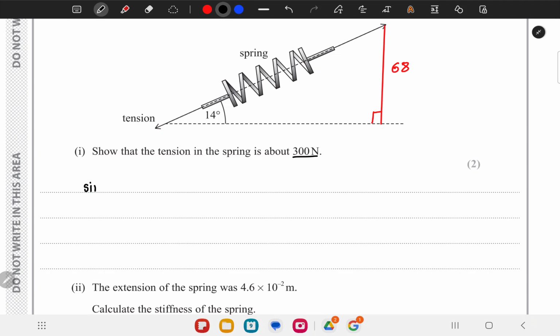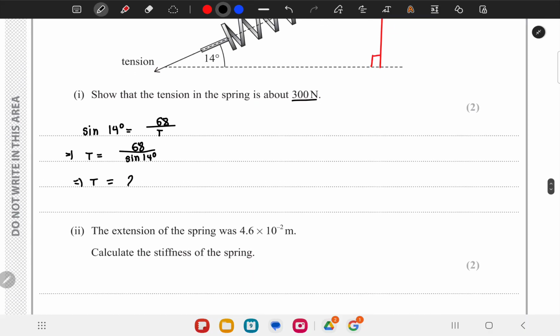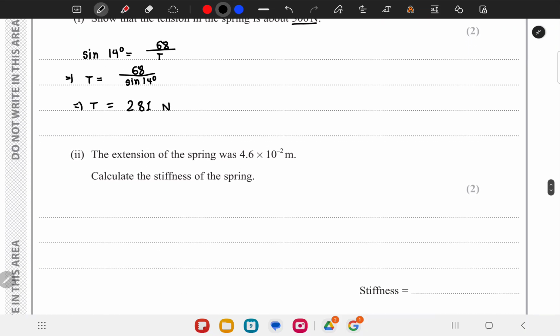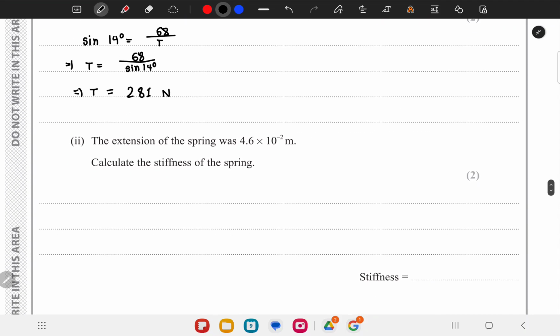If I write sine 14 degrees over here, we'll get opposite by hypotenuse, which will be 68 divided by the total tension. So T will be 68 divided by sine 14 degrees. The tension comes out to be 281.1, so 281 Newton. This is close to 300 Newton. This is 300 Newton in 1 SF.